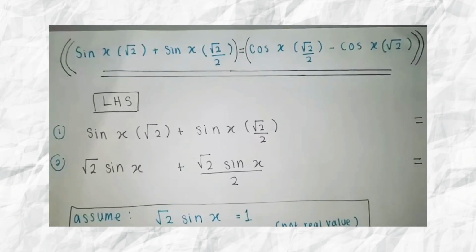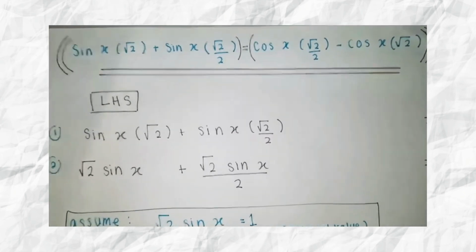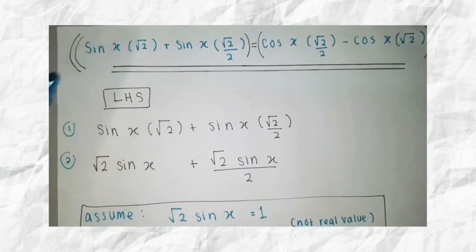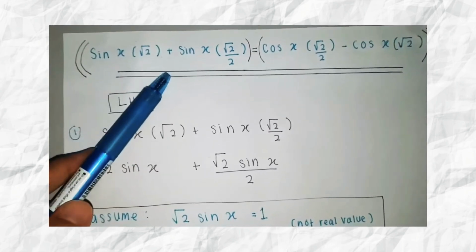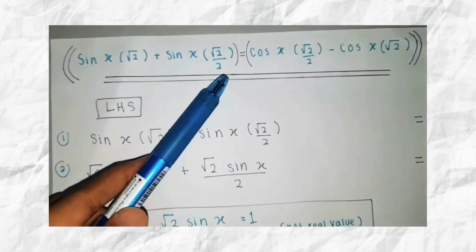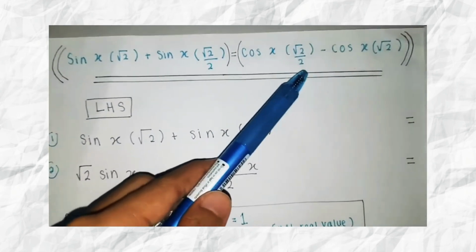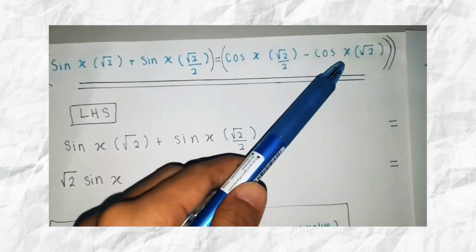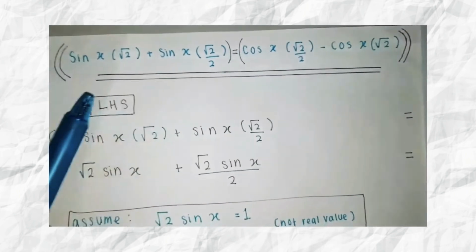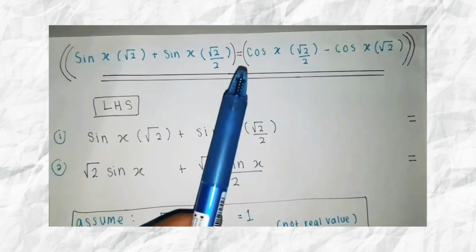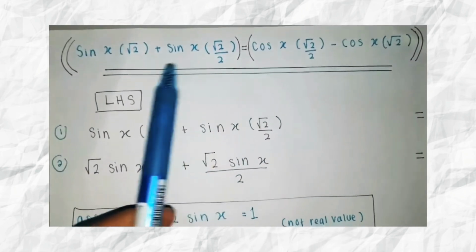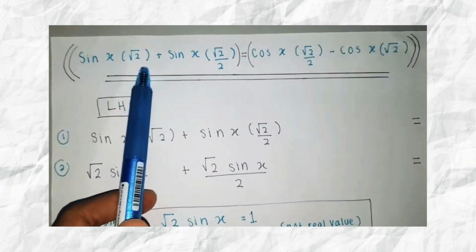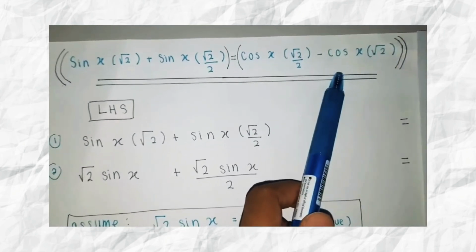Based on the earlier discussion, we got this equation: sin x root 2 plus sin x root 2 over 2 equals cos x root 2 over 2 minus cos x root 2. So here we can have two types of hand side. This one is left hand side and this one is right hand side. So it will look just like this.